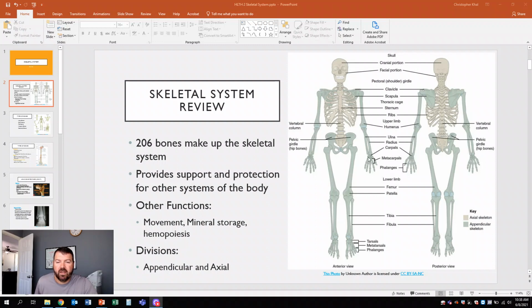Down the wrists, we have your carpals, then your metacarpals, which is here to here, and then your phalanges. We have our vertebral column here, which goes all the way up and down, your ribs, and here we have your pelvic girdle, or your hips.